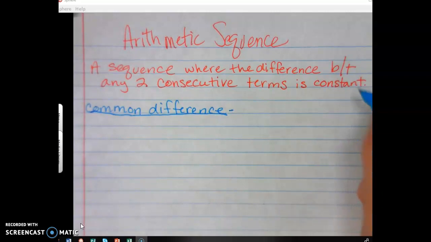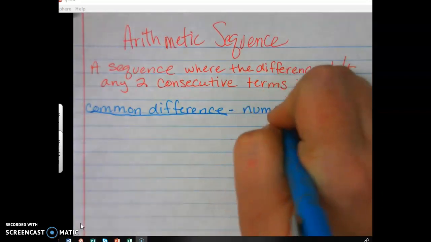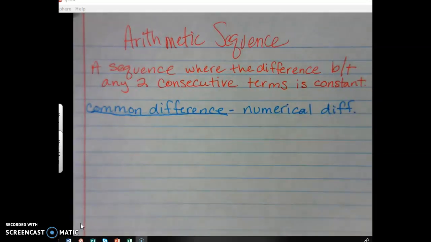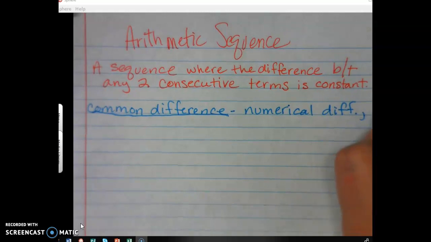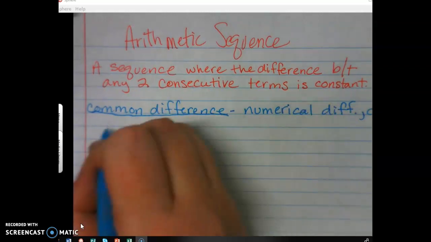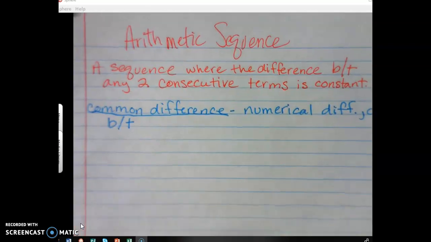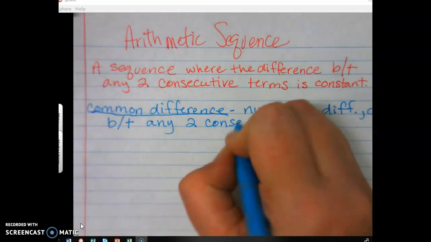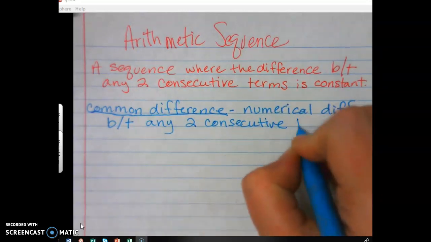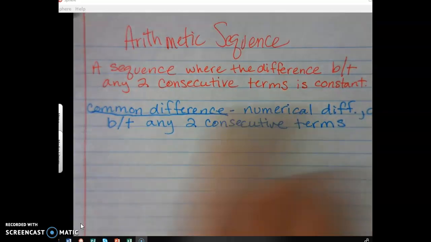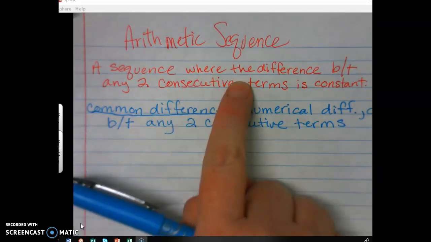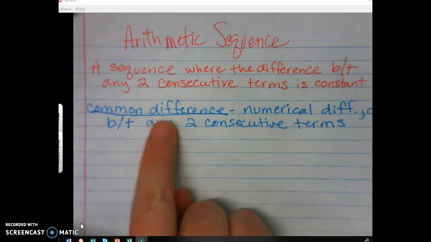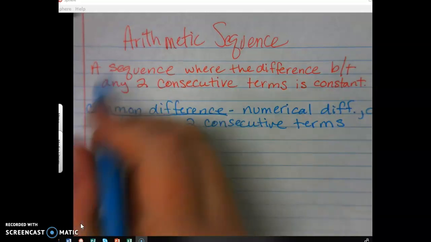Common difference. This is numerical, I'm going to abbreviate again, difference. We're going to call that D, surprise, between any two consecutive, side-by-side, terms. Okay? So this difference that's happening here, that constant difference, that's called a common difference. Okay? So look here at my example.